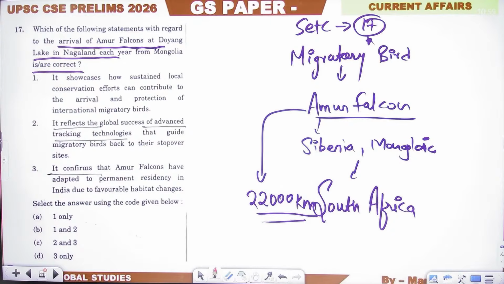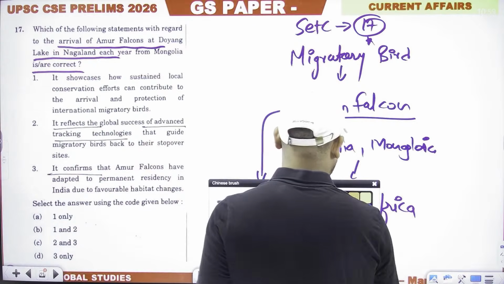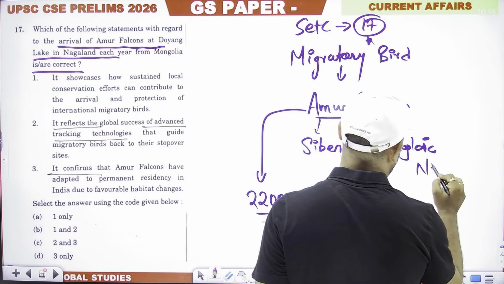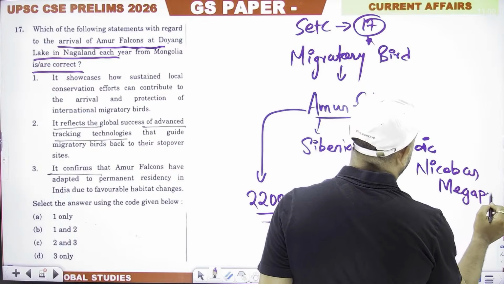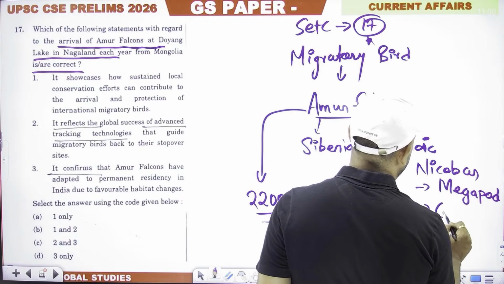Now they are referring that a place named as Doyang Lake, which is present where? It is mainly found in Nagaland. And by referring that point, they are saying that it become a permanent resident of India. Means Amur Falcon bird is just like another bird like Nicobar megapod. India have lot of birds which are permanent resident of India, like Nicobar megapod is there. Great Indian bustard are there.